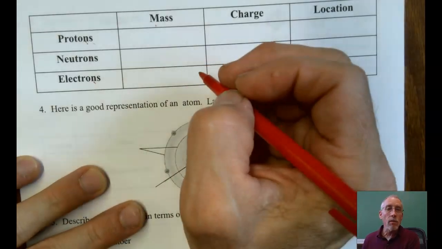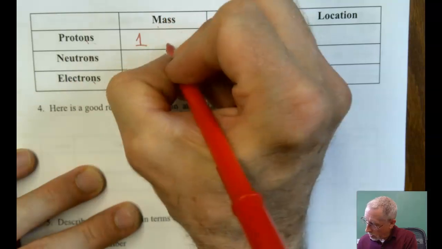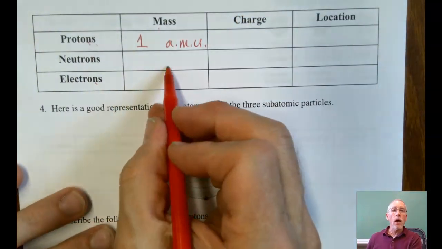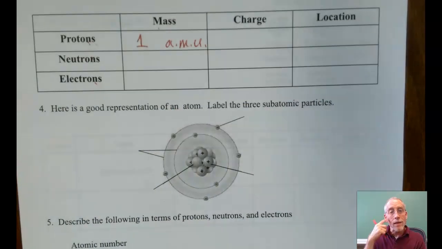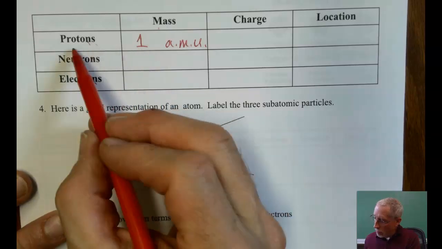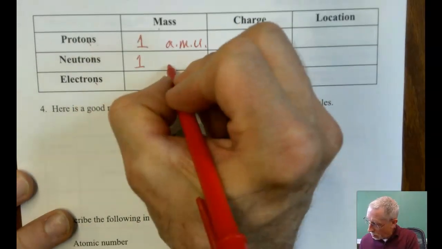So the mass of a proton is about 1. Now I'm going to introduce a unit you probably never heard before. Atomic mass unit. That's a convenient way of describing the mass of these tiny little things. We wouldn't want to use grams or kilograms because they're just way too small, and we get these tiny little numbers. We'd have to use scientific notation. It would look messy. Okay? So the mass of a proton is about 1 AMU, and a neutron is also the same.